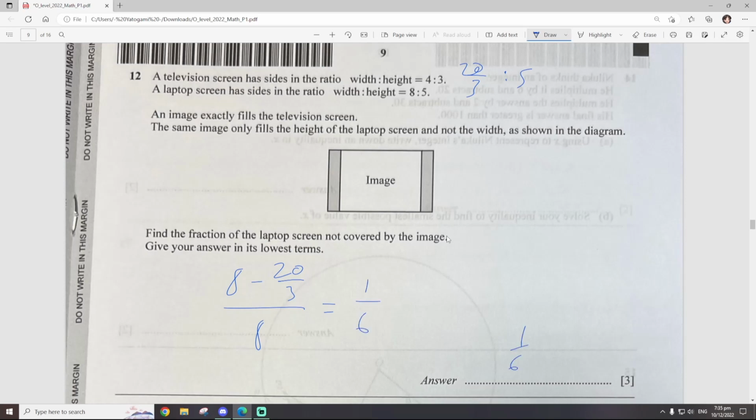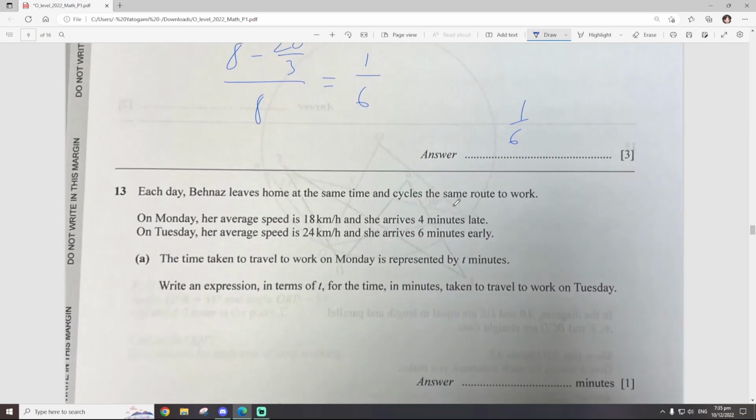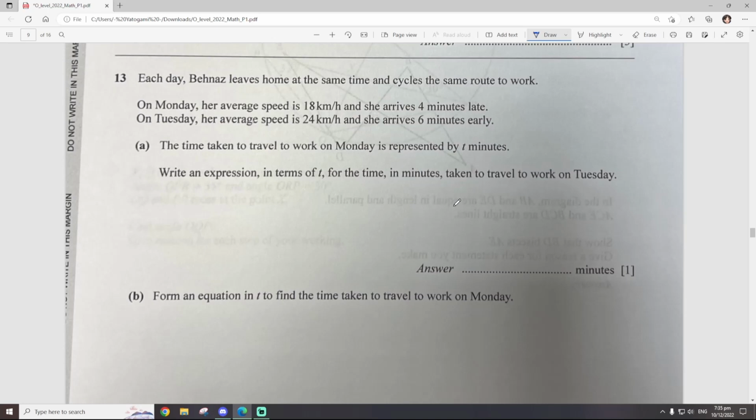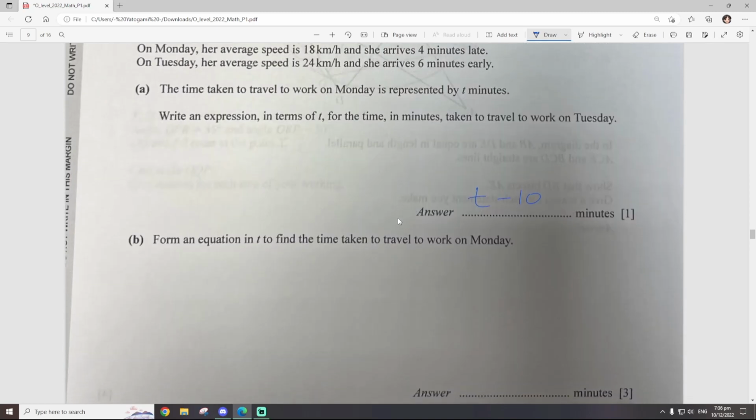Okay, very cool. Each day, Banaz leaves home at the same time and cycles the same route. On Monday, her average speed is 18, and she arrives 4 minutes late. On Tuesday, at 24, she arrives 6 minutes early. If the time taken to travel to work on Monday is t minutes, what about Tuesday? Well, from 4 minutes late to 6 minutes early, you compensate for the 4 minutes and give yourself another 6 minutes. So it's just 4 plus 6 equals 10. So the time taken is t minus 10. Form an equation in t to find the time taken to travel to work on Monday.